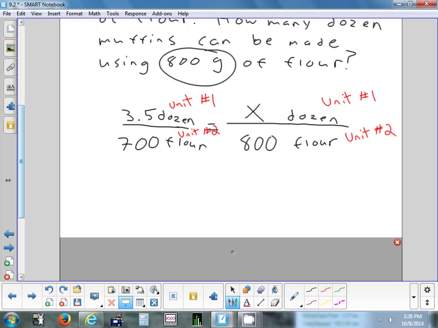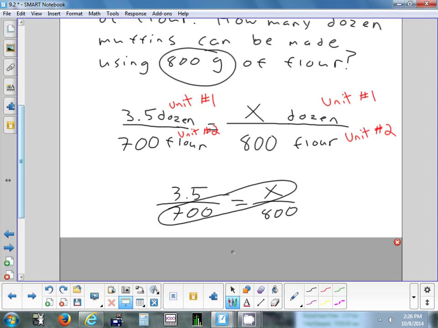Okay, so there's our proportion. 3.5 dozen requires 700 grams. How many dozen will require 800? That's how you set up your proportion. And how are we going to solve that? What do we do? Yep, cross multiply. Okay.